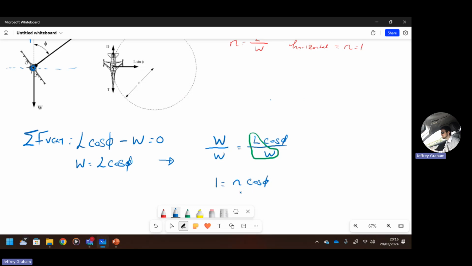Right. First, remember the three things we need. We are looking for the load factor, the rate of turn, and the turn radius. The best equation you can come out with is for the load factor for a horizontal balanced turn, which says load factor N equals 1 over the cosine of our bank angle.